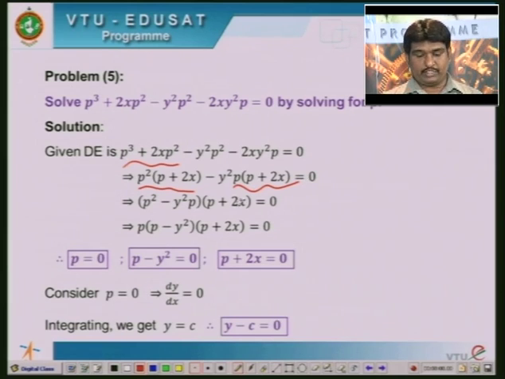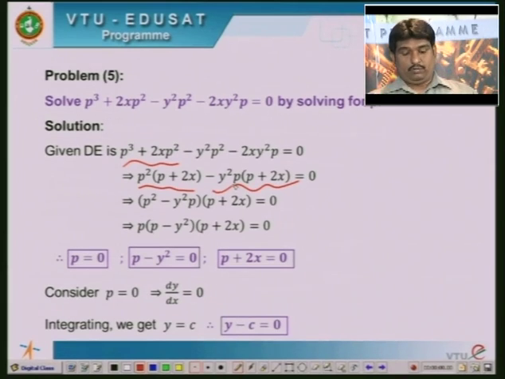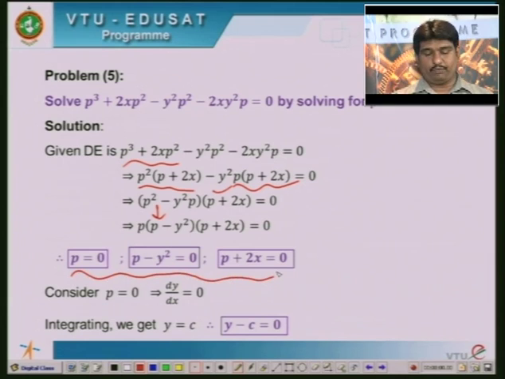So, in these two terms I have p plus 2x common. Take p plus 2x outside, it is p square minus y square p into p plus 2x equal to 0. Again here I can take p outside, so it is p into p minus y square into p plus 2x equal to 0. So, three possibilities: p equal to 0, p minus y square equal to 0, and p plus 2x equal to 0. Consider one by one, integrate it and solve.